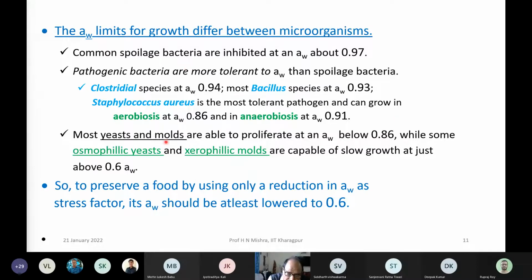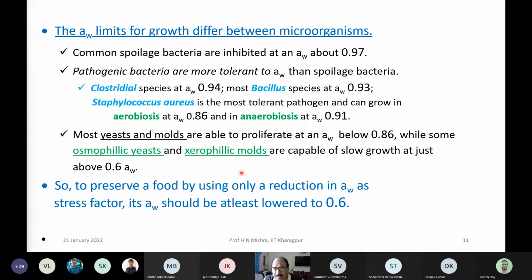If you look at the yeasts and molds, they are a little more dry loving. They can manage to grow in dry conditions, proliferating at a water activity below 0.85, while some osmophilic and xerophilic molds are capable of slow growth at just above 0.6. So the takeaway point here is that if you lower the water activity to 0.6, that food will take care of all the microorganism-related problems.